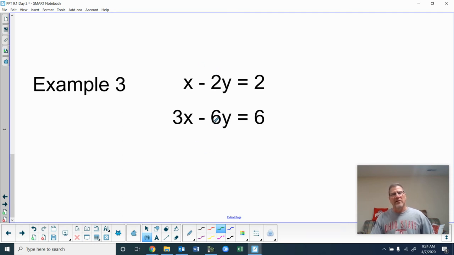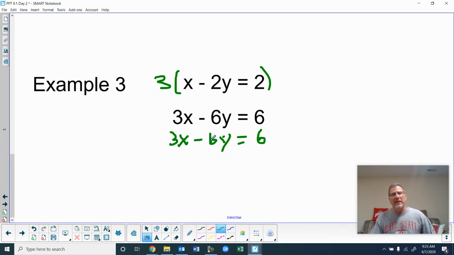Okay, so let's go ahead and make the y's the same this time, since I did x's last time. Again, this is your choice. It doesn't matter. So since 2 already goes into 6, I'm just going to multiply the top by 3 and then those coefficients in front of the y's will be the same. So 3 times x is 3x. I'm going to put it right under that one. And 3 times negative 2y is negative 6y. And then 3 times 2 is 6.